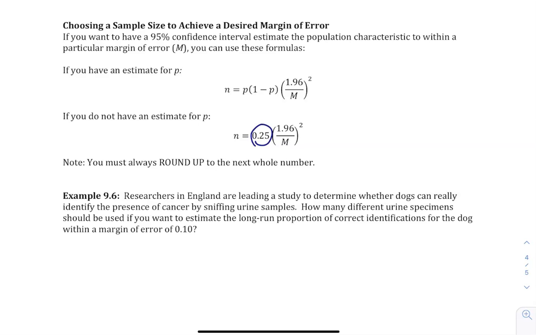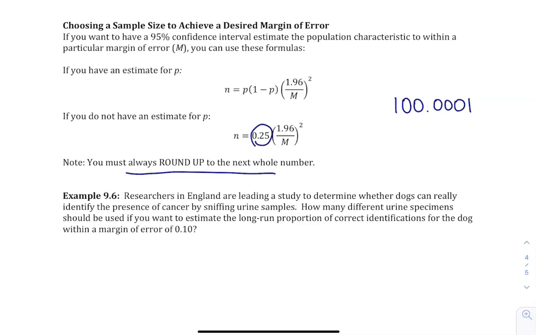Now, quick note, you always have to round up. This is giving you the minimum sample size. And so if you have 100.0001, that is a little bit more than 100, so you would have to round up to 101. So your typical rounding rules don't apply.